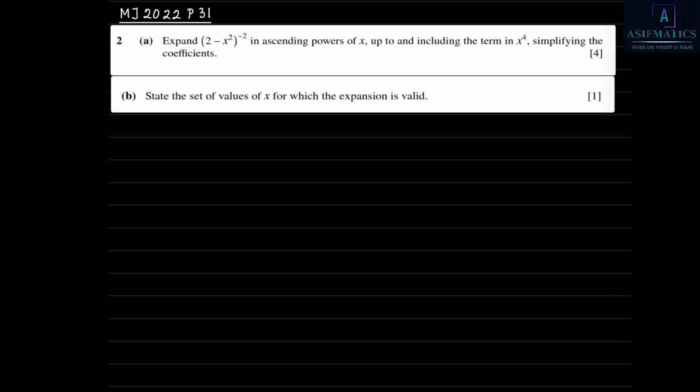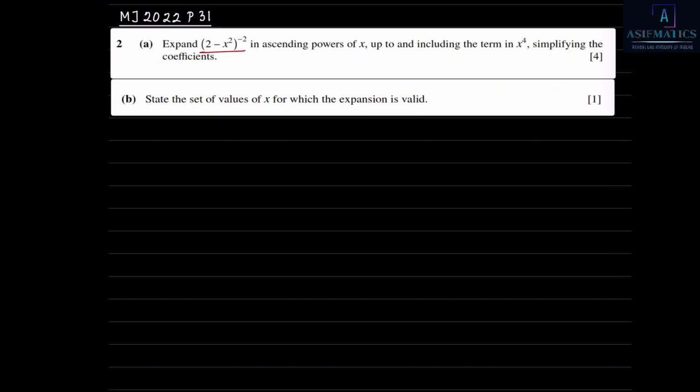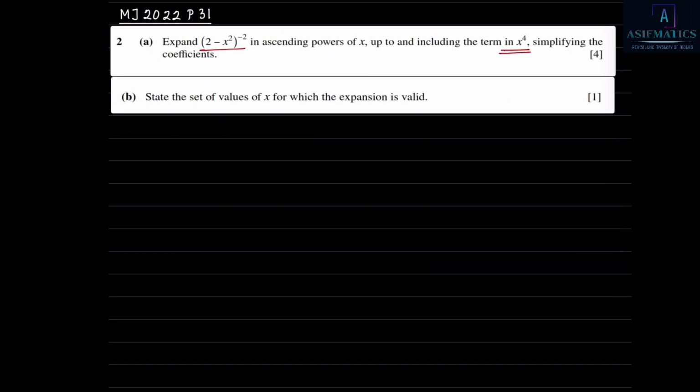So let's get started. Here we have the first problem from May-June 2022, paper 31, where it is said to expand this binomial function in ascending powers of x up to and including the term in x to the power 4. So our expansion must contain x to the power 4, and that is the finishing term. Okay, so what to do for that?